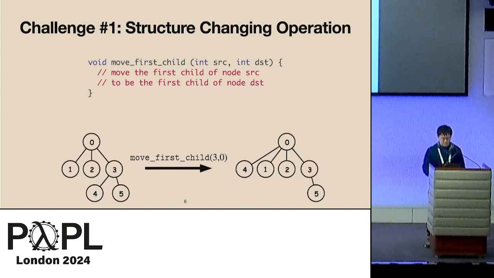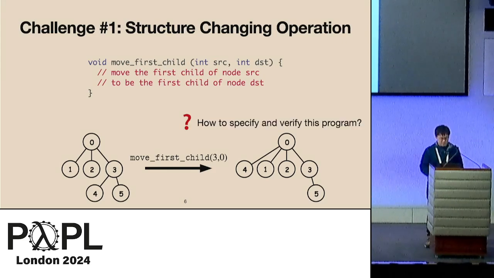One example is that for the tree on the left-hand side, if we execute move first child 3 0, then the tree will become the right-hand side one. And now the problem comes, how to properly specify and verify this program.